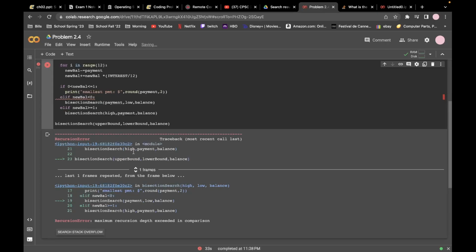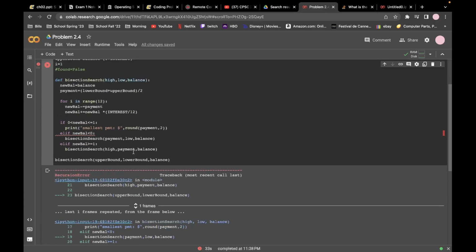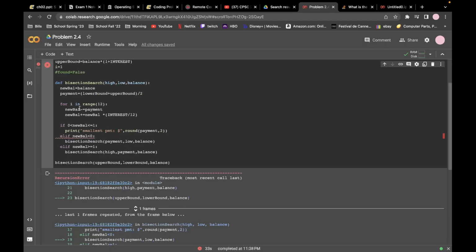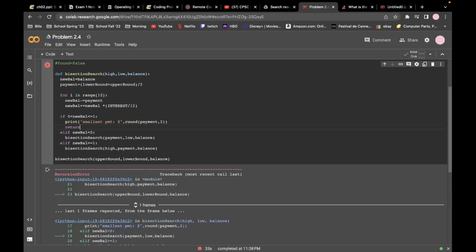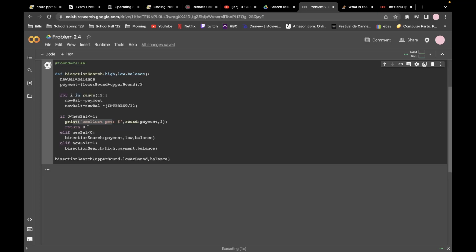Yeah, it's still saying maximum recursion depth exceeded in comparison somehow. So this is saying new balance minus equals payment plus equals new balance times annual interest rate divided by 12. Makes sense. Now if new balance is between 0 and 1, print the lowest payment. Is this maybe saying like stop here? If this satisfies, stop? Like stop the loop?